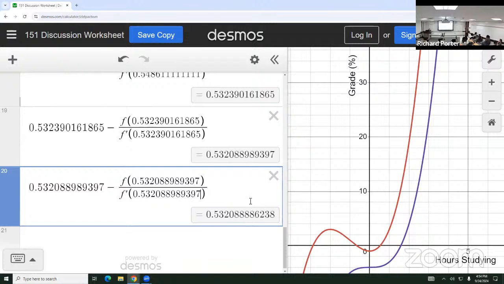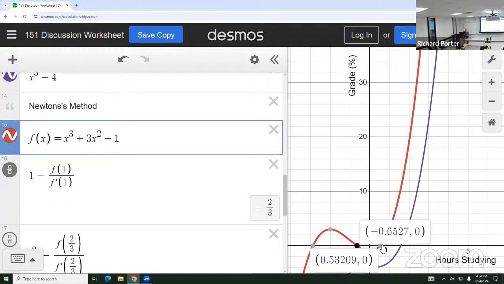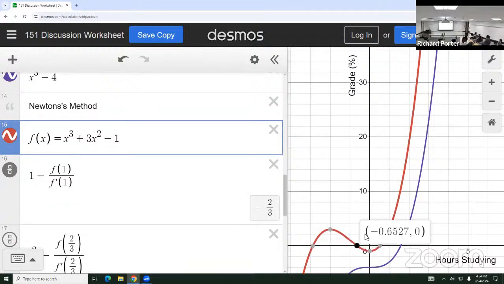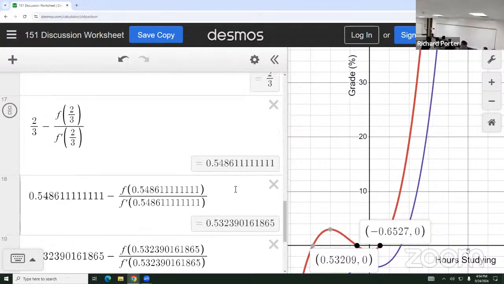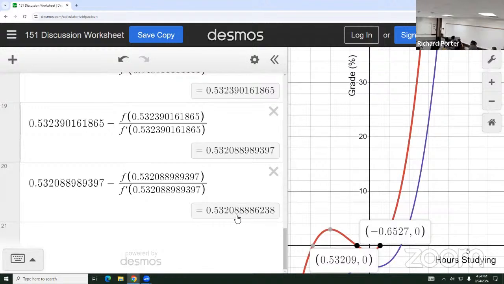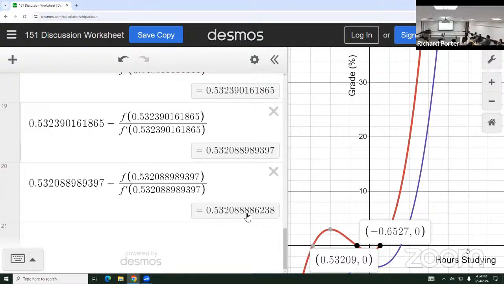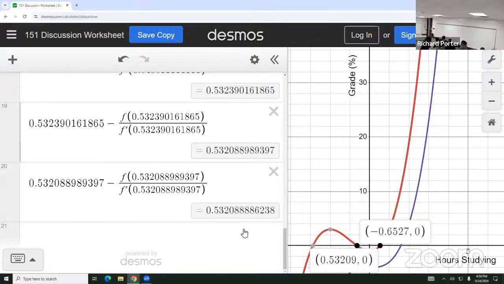0.5320888 or 889. That's good enough. Now we have more decimal places. So that answer right there is probably this one. On Desmos, it's 0.53209. But the answer is really 0.5320889. Okay. 2, 4, 6. Anyway, do you see what I'm saying about you get more decimal places? That's how you get more decimal places.